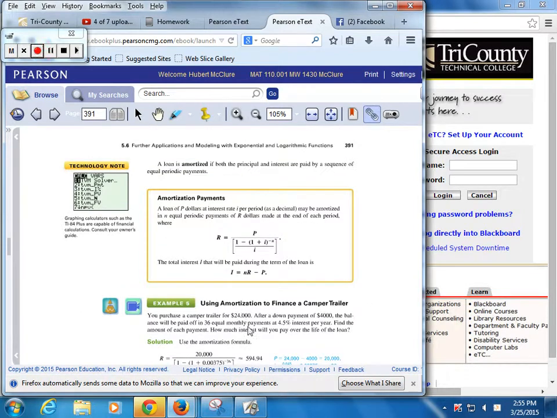Alright, yeah. $24,000. So we buy something for $24,000, and we pay $4,000. The balance will be paid off in 36 equal monthly installments at 4.5%. So write that down.